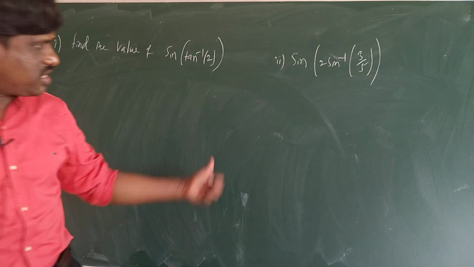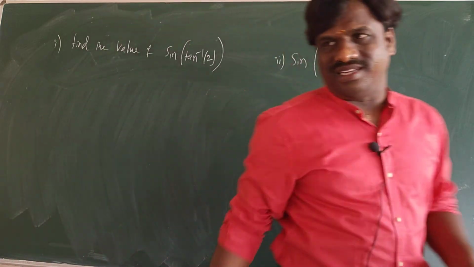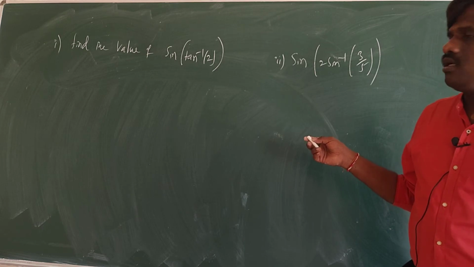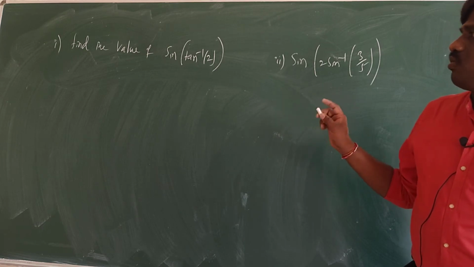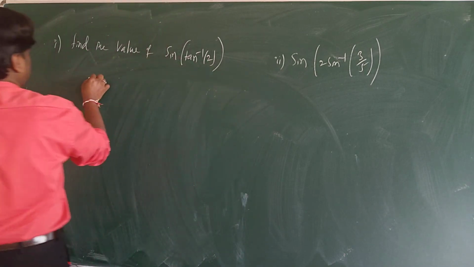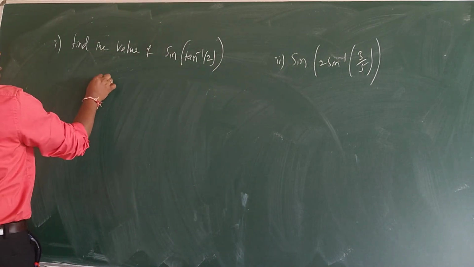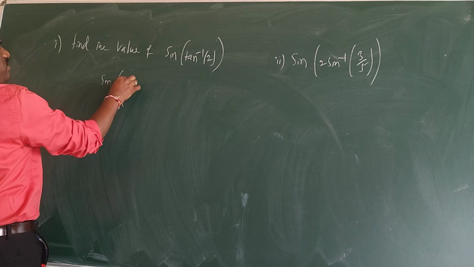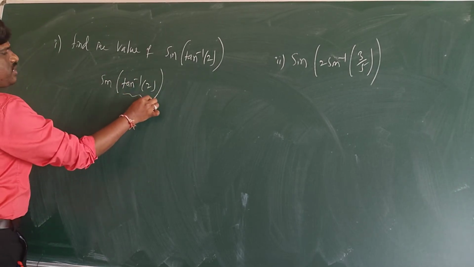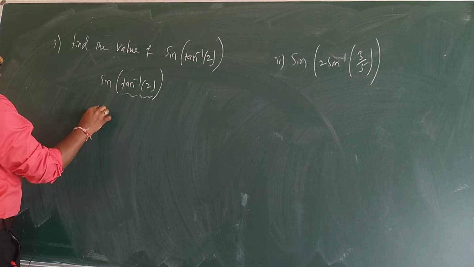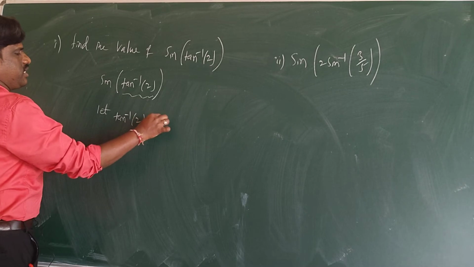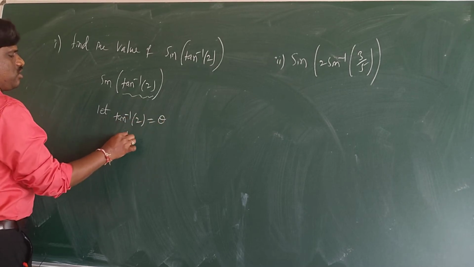These questions are there in the textbook, but they did not ask in boards. If they ask, then you should answer such questions. So sin of tan inverse 2, what is the value of this? If you want to find it, let us take it now. Sin of tan inverse 2, you have to find. So inside one, you take theta. Let tan inverse 2 is equal to theta. So tan theta is equal to how much I get?